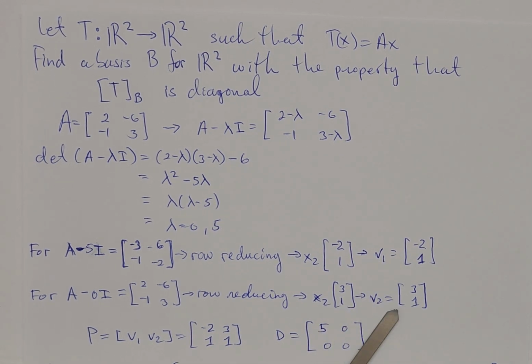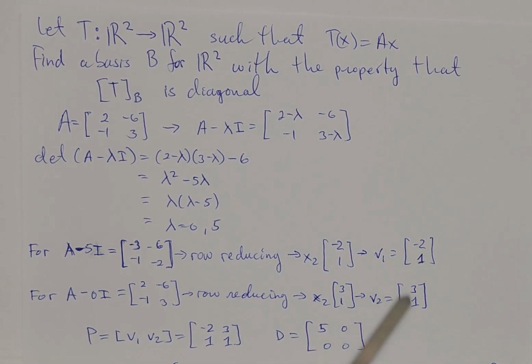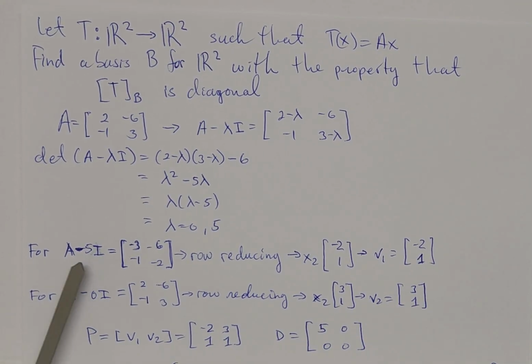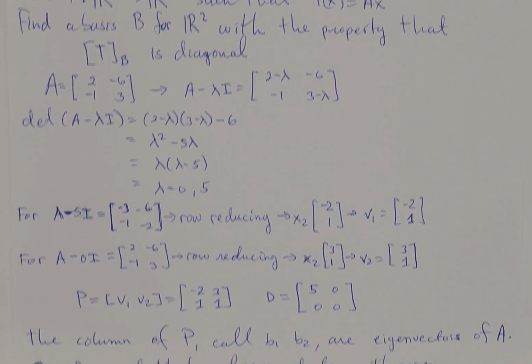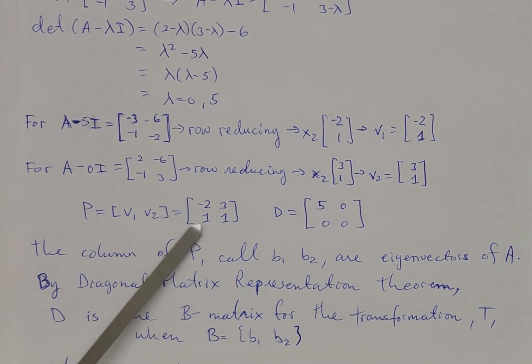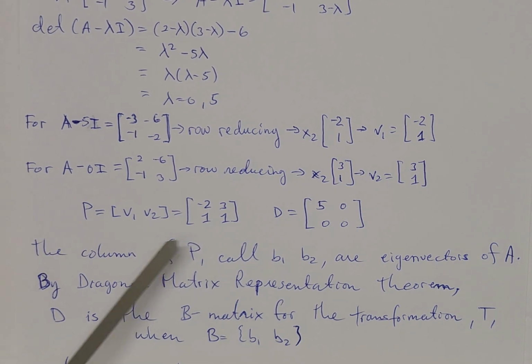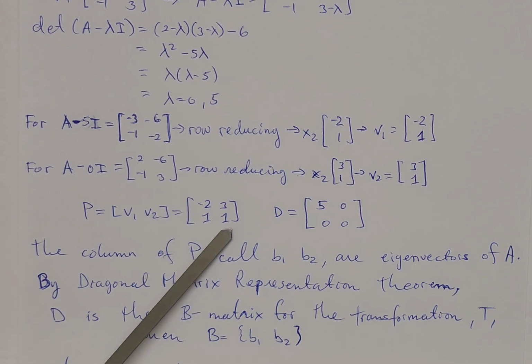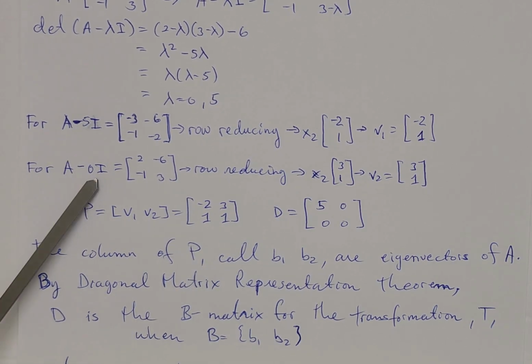So these are our two vectors, and these two vectors are basis or eigenvectors that belong to eigenvalues 5 and 0. One more time, these are our basis or eigenvectors that belong to 5 and 0. After that, make sure you put it in P equals V1, V2. This matrix is the P, and it contains all of the basis or eigenvectors that belong to the eigenvalues.